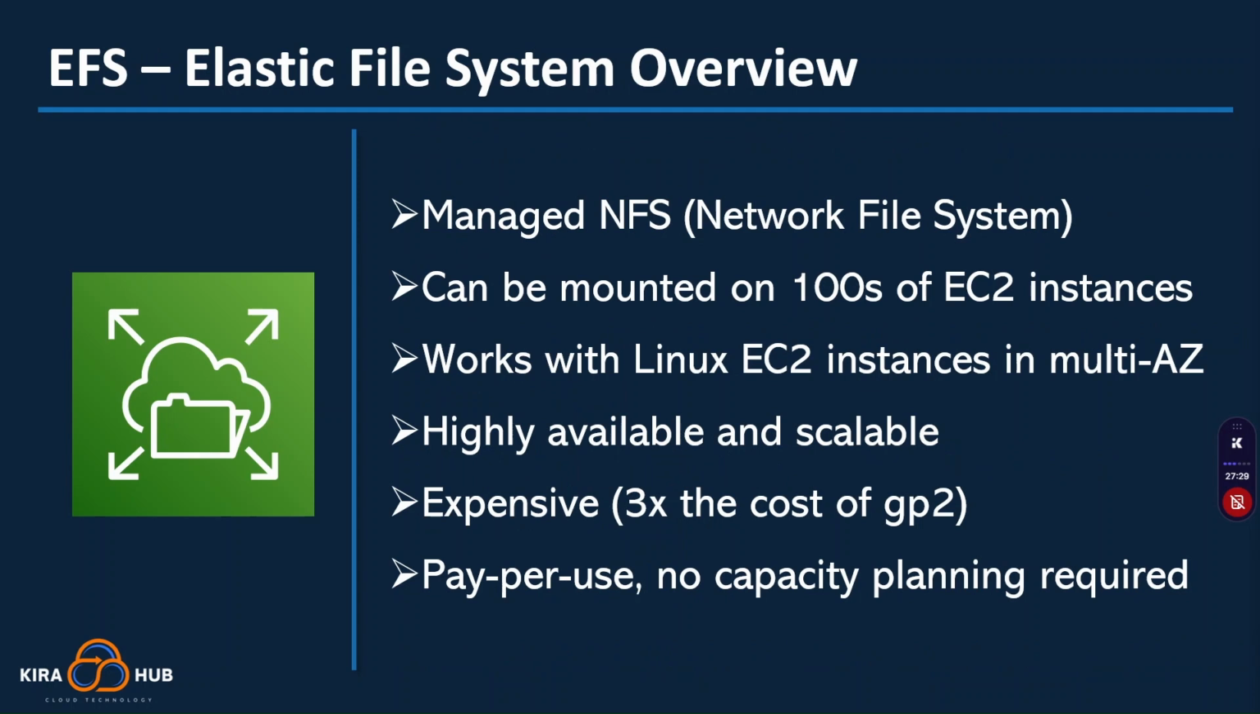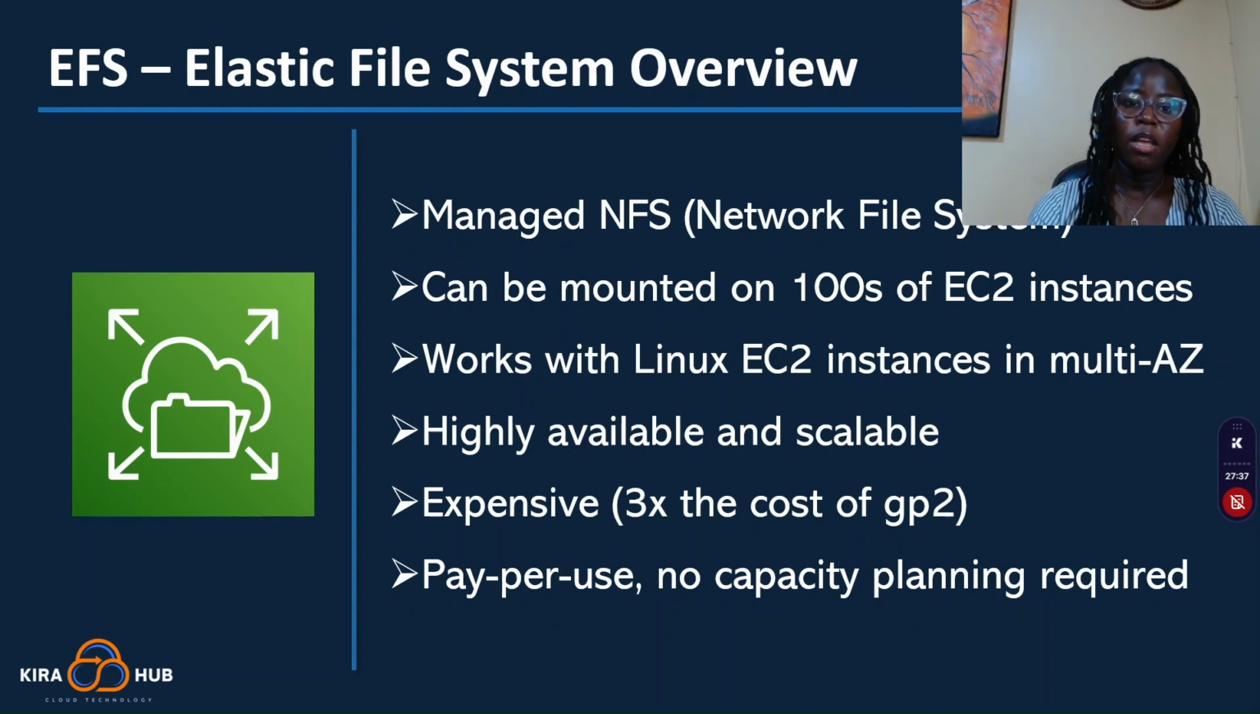Now, the next is the file storage. We talked about file storage, and in AWS we have the Elastic File System. With the Elastic File System, we get a managed network file storage that allows us to share data across multiple servers. This makes it an ideal solution for workloads that need shared file access.